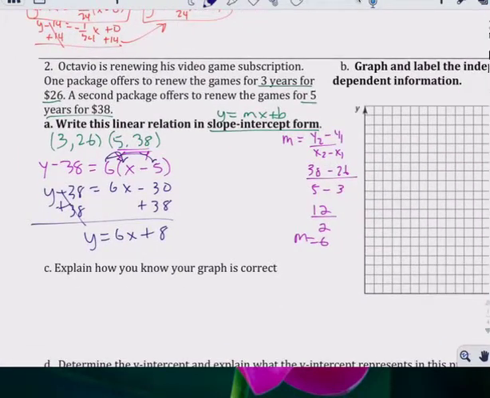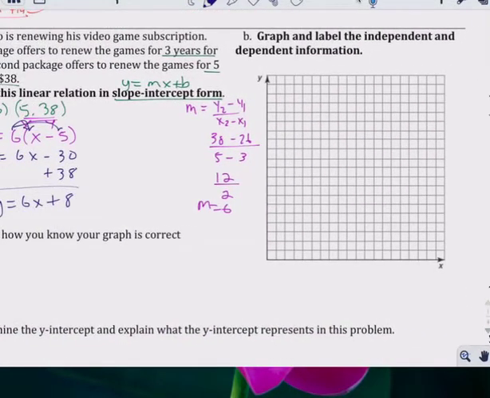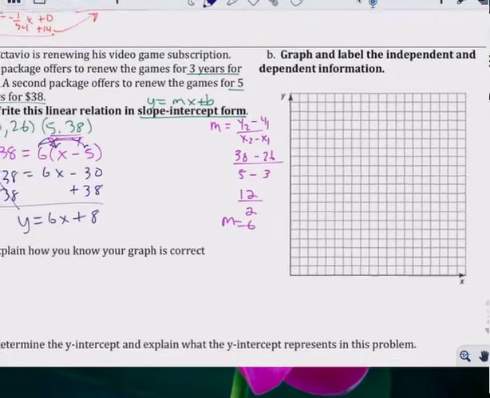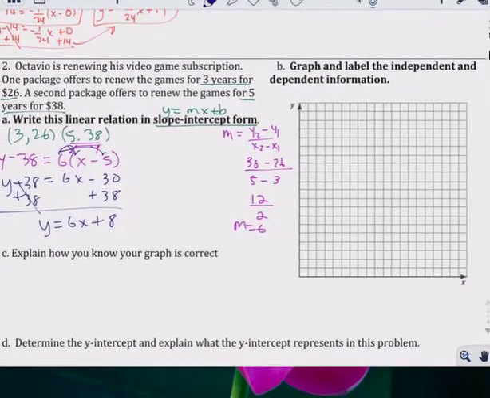Explain how you know your graph is correct. Okay, let's graph this. We got a slope of 6. A slope of 6 is harder, but we can count by 2. It will work to include all these other numbers too. So I can count by 2. It's easy to count when my slope is 6 over 1.